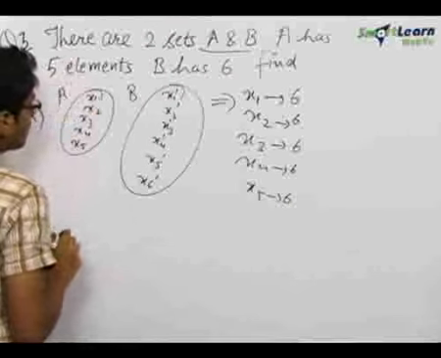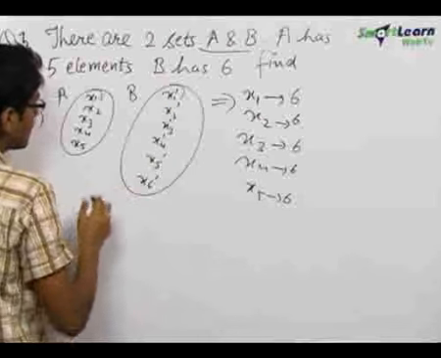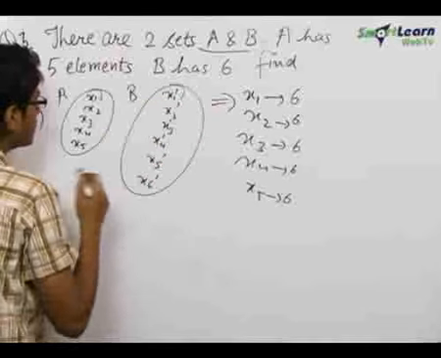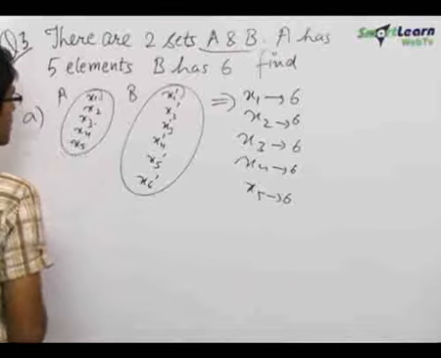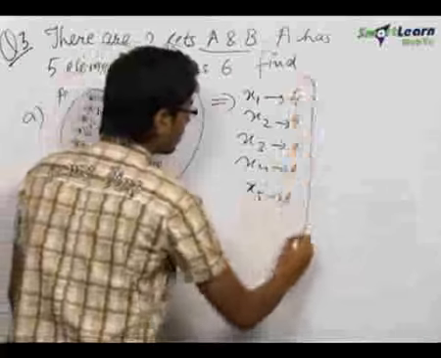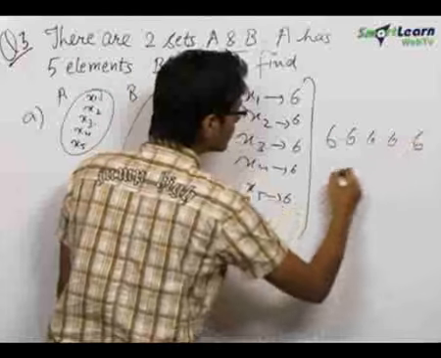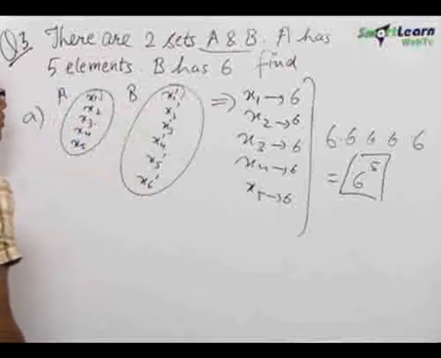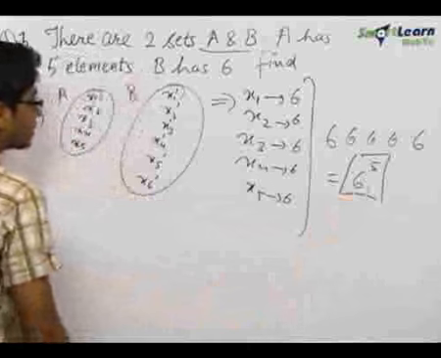That is, this x1 can have any one of these 6 as its image. Similarly, the element x2 can also have any one of these 6 as its image. Similarly, there are 6 options for x3, 6 options for x4 and 6 options for x5. So total number of functions is 6 into 6 into 6 into 6 into 6, which is equal to 6 power 5. So the total number of functions from A to B is 6 power 5, and this is the answer for our first part.